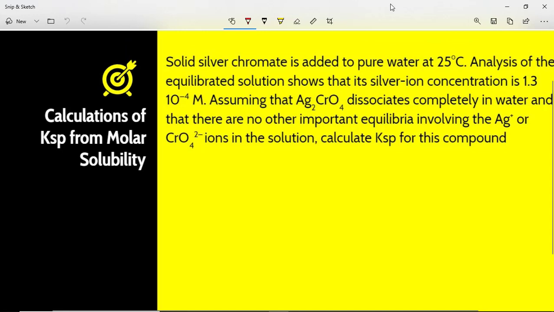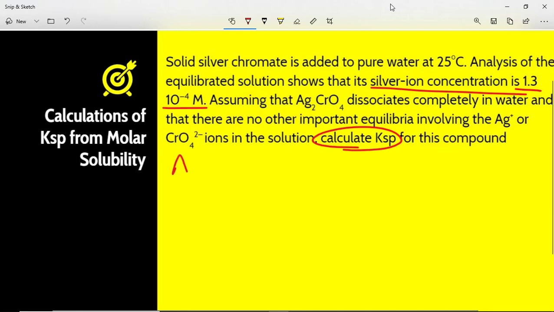Solid silver chromate is added to pure water at 25 degrees Celsius. The analysis of the equilibrated solution shows that the silver ion concentration is 1.3 times 10 to the negative fourth. Assuming that Ag2CrO4 dissociates completely in water, and there are no other important equilibria involving silver or CrO4 2- ions in the solution, calculate KSP. So this one's a little bit different. We may not have to do an ice table with this, because I'm actually given the concentration of my silver ions. It's asking us to calculate KSP, so the first thing we should probably do is write out an equilibrium expression.